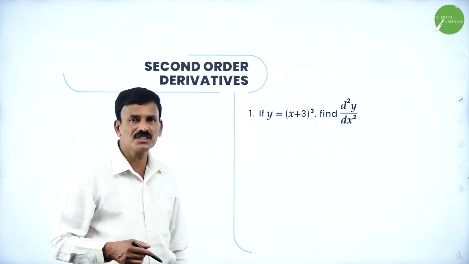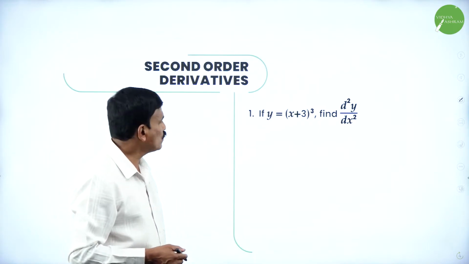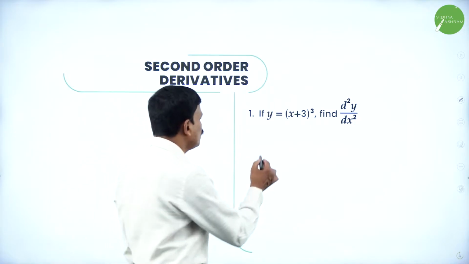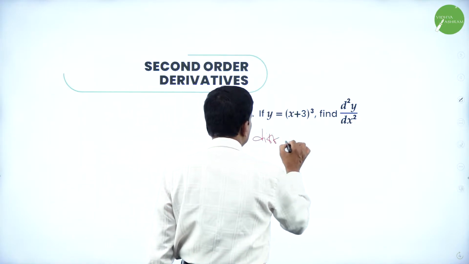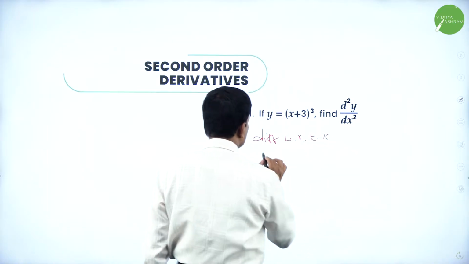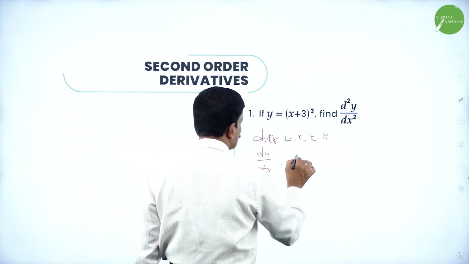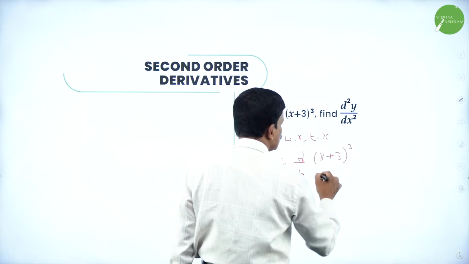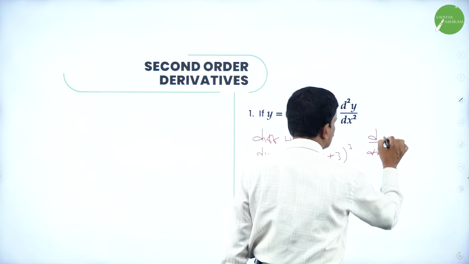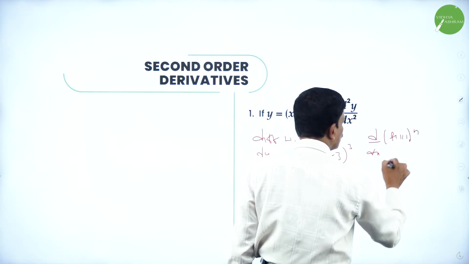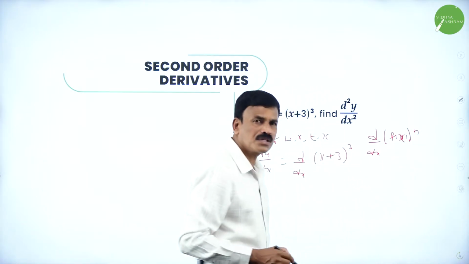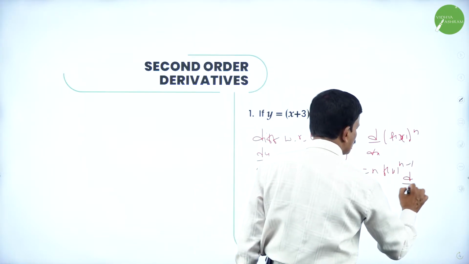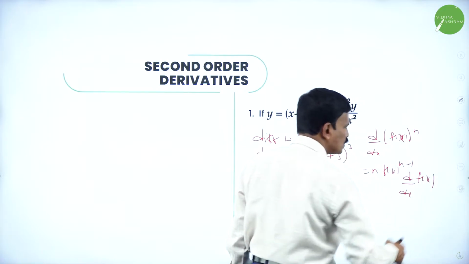This is a function of a function, a composite function. If y is equal to (x + 3)³, then find d²y/dx². Now differentiate this with respect to x. So dy/dx is equal to d/dx of (x + 3)³. This is of the form d/dx of [f(x)]ⁿ, which is n into [f(x)]ⁿ⁻¹ into d/dx of the inside function f(x).